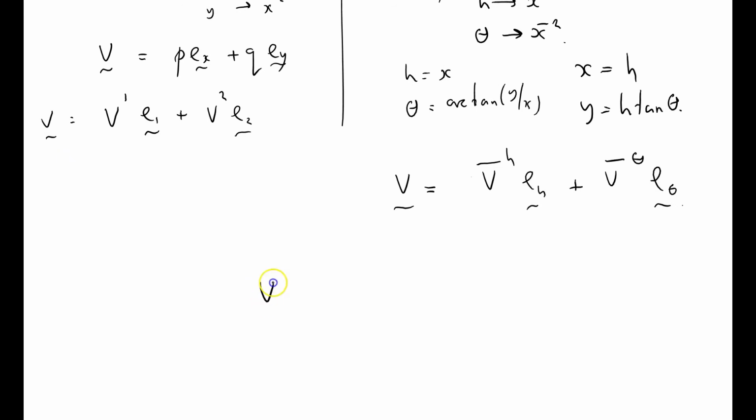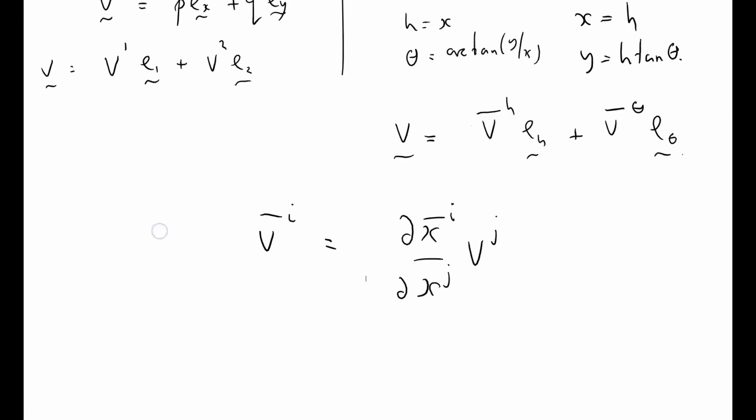So let's just write it out. V bar i, in the general case, equals partial x bar i by partial x j, times v j. That's a j, that's a bar, that's an i. So the i's are both in the upstairs position, and it's an x bar i and a v bar i. And of course this is summed over j, but I don't need to write that because we're using the Einstein summation convention, so that makes life a lot easier.